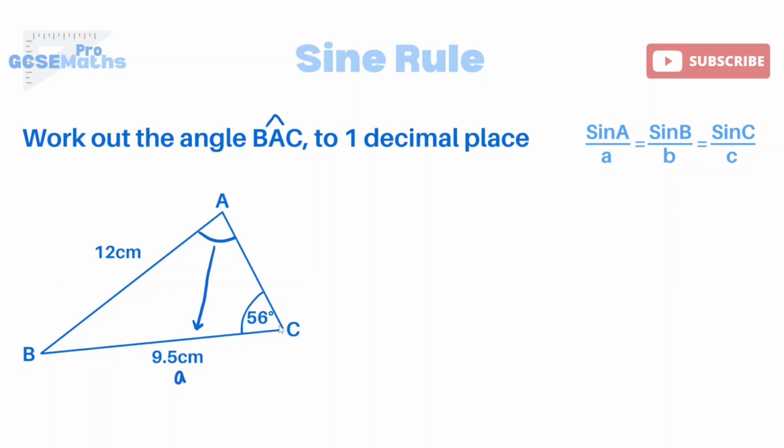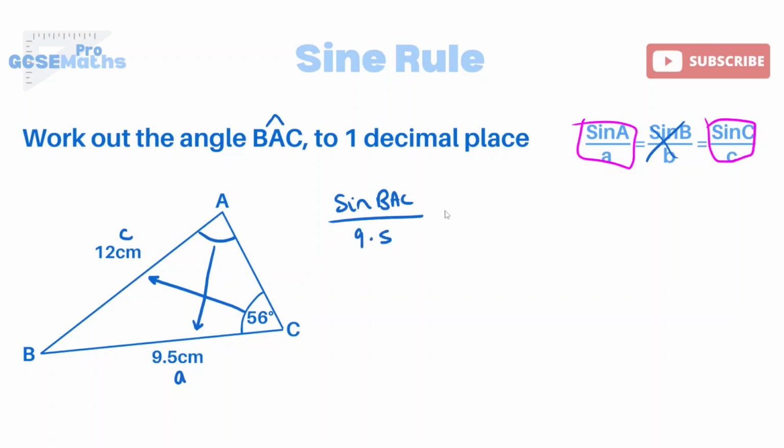And then in this case, I've got angle C and I've got the side opposite that, which is therefore side C. So for this one, I actually don't need B. Not helpful at all. I'm going to use A and C, and again, you just put them equal to each other. And we just substitute it in. I've got sine of the angle A, which I don't have, so I'm just going to call it angle BAC, over side A, which is 9.5, equals sine of the angle 56 over 12.